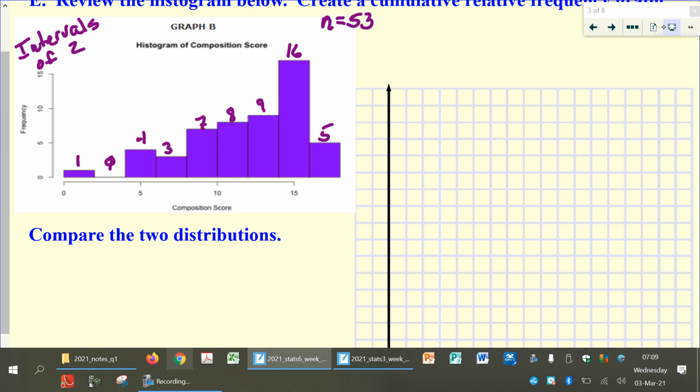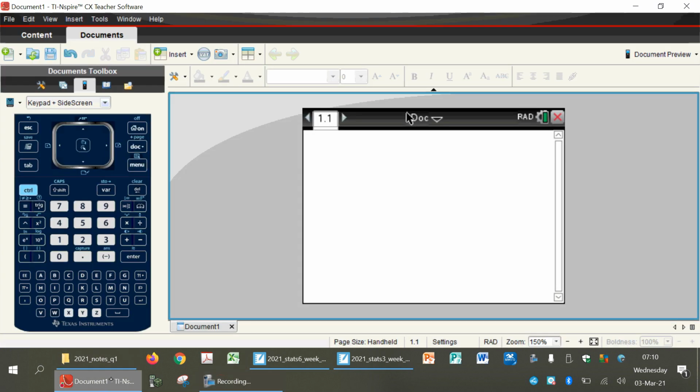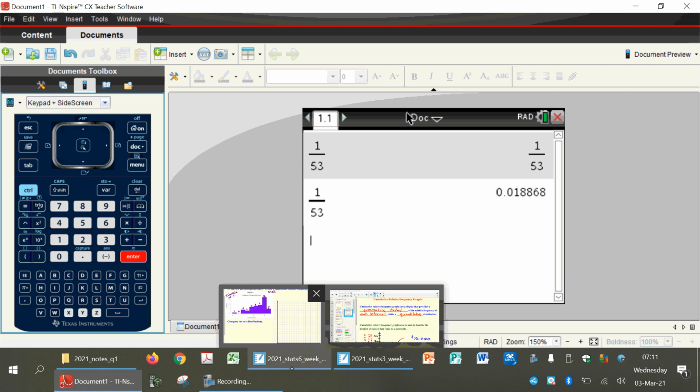And then we're going to calculate the relative frequency for each of these. So that's going to be the absolute frequencies divided by our sample size. So our first one is 1 divided by 53. And I have to tell it to give me rounded values. And we get 0.02. I'm going to round these, keep them easy, because we're going to have to plot them later. So we're going to call that one 2%.